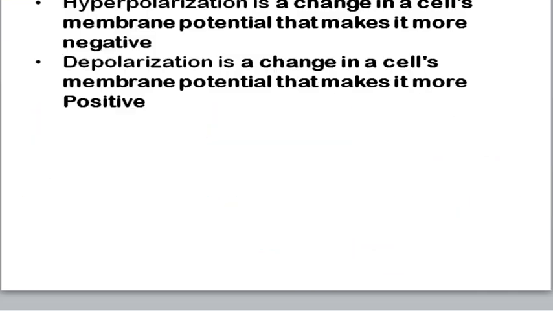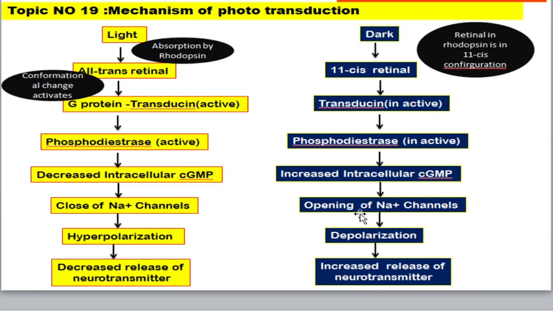Here you can see that in the dark, it will be in a depolarization stage. The depolarization is a signal to increase the release of the neurotransmitter glutamate, whereas in the light it will be in a hyperpolarization stage. So it is a signal to decrease the release of the neurotransmitter, so that signal transduction will be switched off. Okay, because it's a mechanism already in the light.